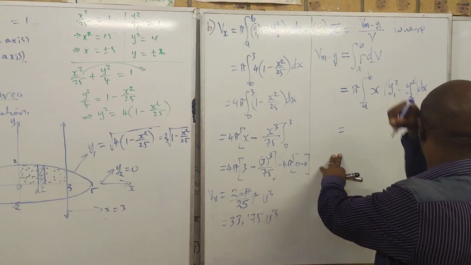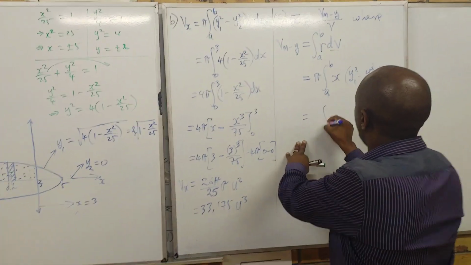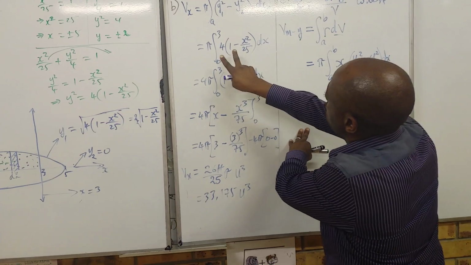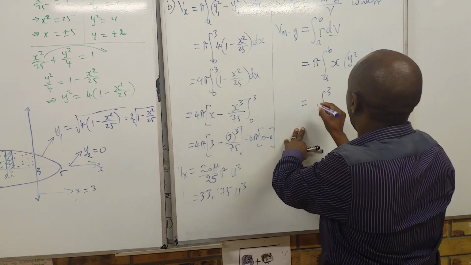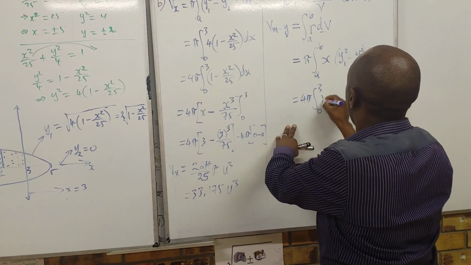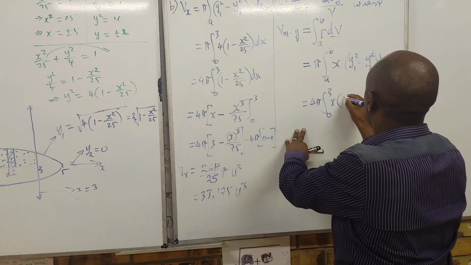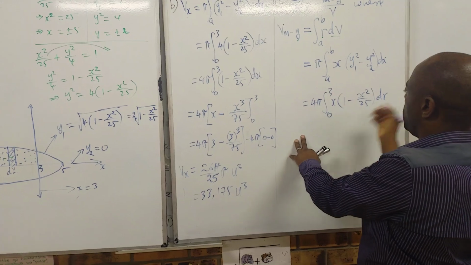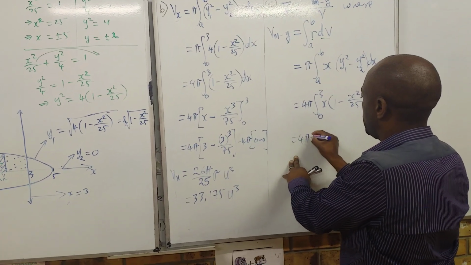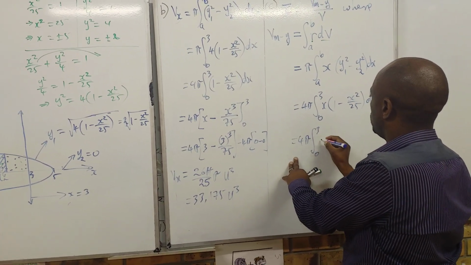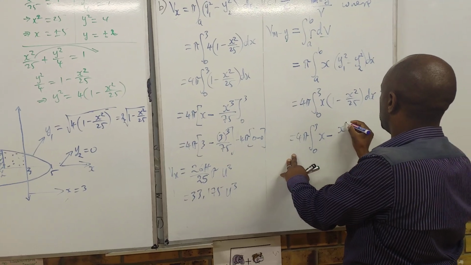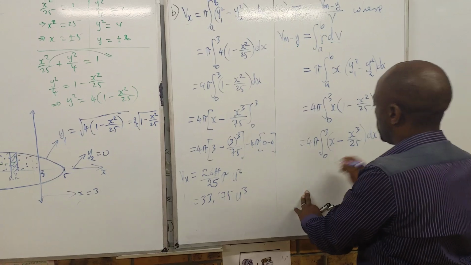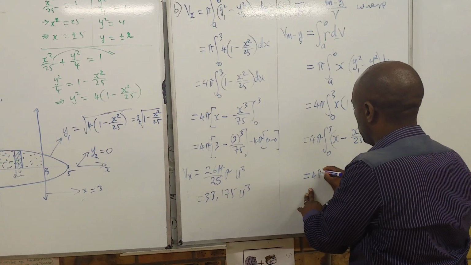So I can now start my substitution. My a and b was 0 to 3, y1 squared minus y2 squared. You see we did it here, and we got 4 pi outside. So that's our 4 pi. We get our x. Then inside we get 1 minus x squared over 25 dx. So before we integrate, we need to open the bracket. We get the integral from 0 to 3 of x minus x cubed over 25 dx. We can then do our integral.